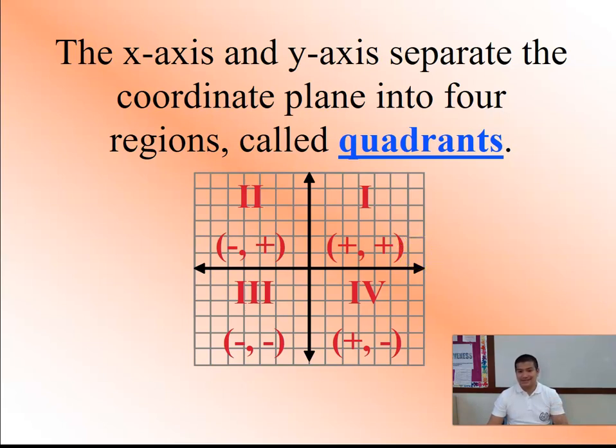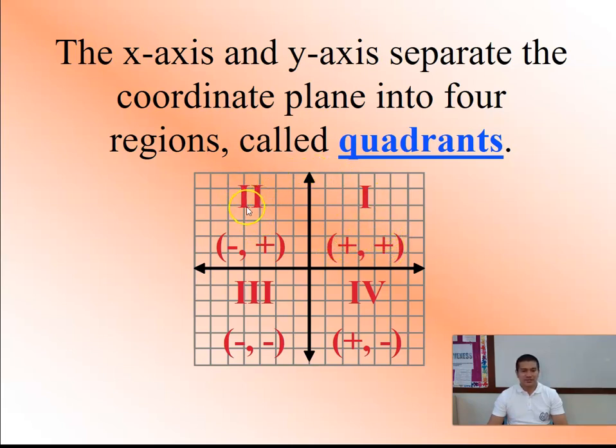The x and y axes separate the coordinate plane into 4 regions, which we call quadrants. Okay, so we have the first quadrant. The values of x and y are both positive. So we have positive x, positive y. These are the ordered pairs.